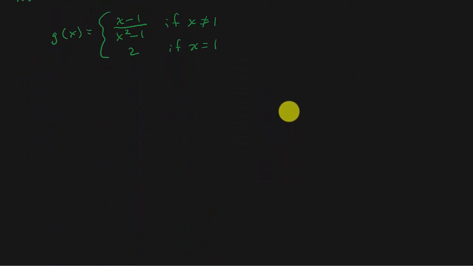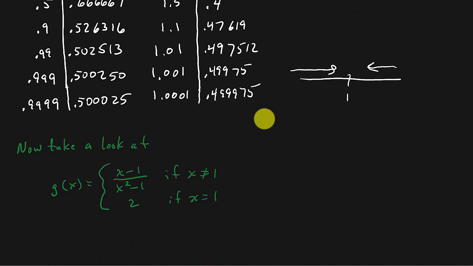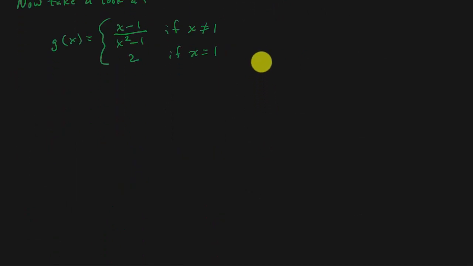We've got g of x is equal to x minus 1 over x squared minus 1 if x is not equal to 1, and it equals 2 if x is equal to 1. So this is a different function than the one that we just worked. It looks close, but this is the function from the first example, and this one is a piecewise function. Now, let's take a look at the graph of it.